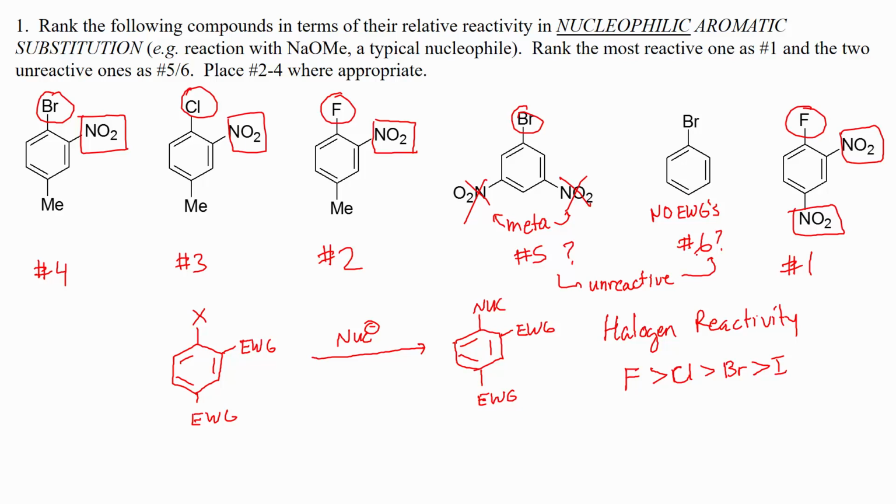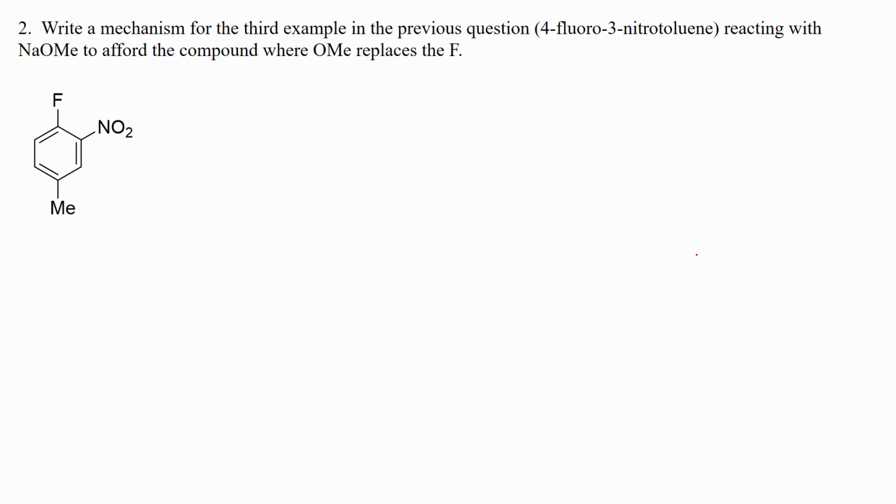So probably would say that those 2 are tied for being dead last in this reaction, but there might be some activation from the inductive effect of the nitro groups in the middle one, okay, but they don't really activate the system very much. All right, so in question 2, we're going to write the mechanism for halogen replacing fluorine. Sorry, methoxide replacing fluorine.